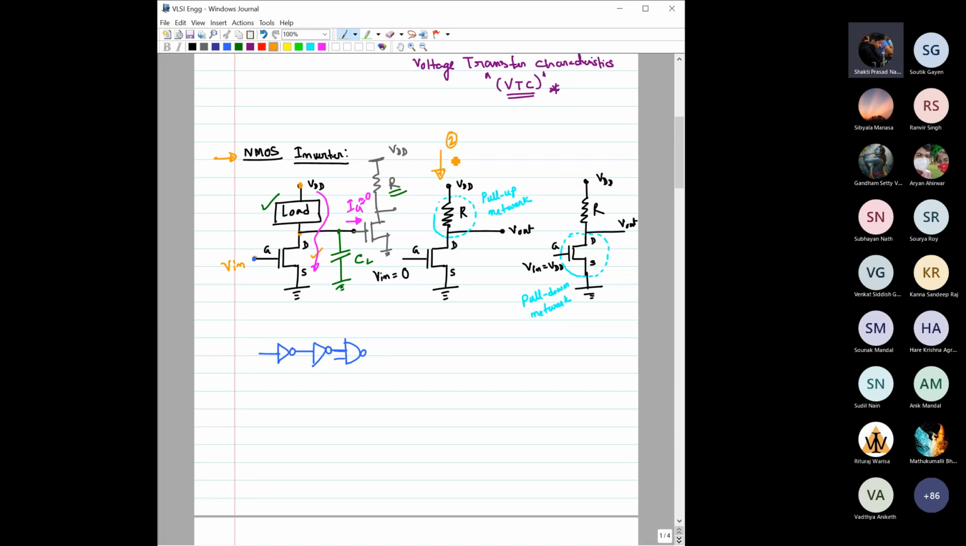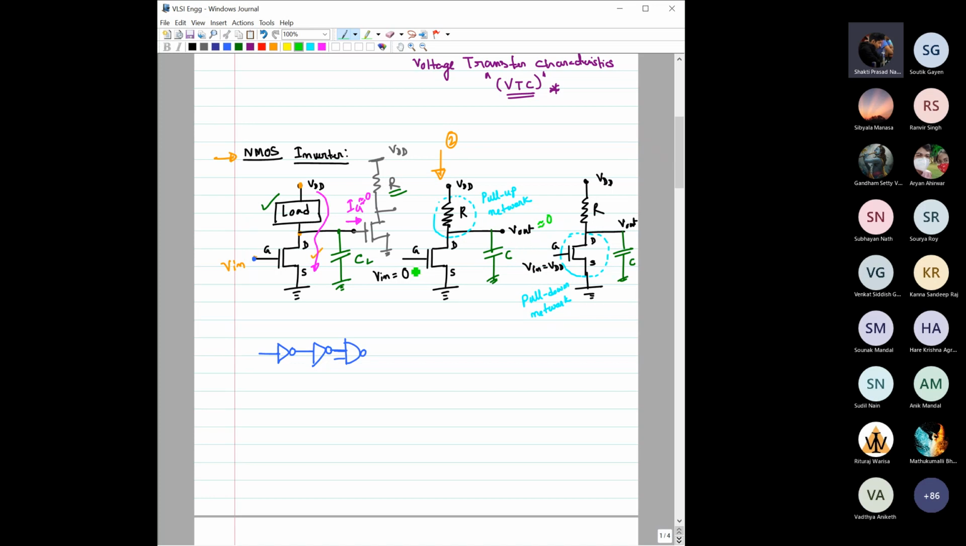The second case, this circuit only. So you have this R, we have this MOSFET, and to make the circuit complete, let us also put this capacitance, which is coming due to the next gate, the gate after that, right? So here, see what is happening. Say this V out is equal to 0.